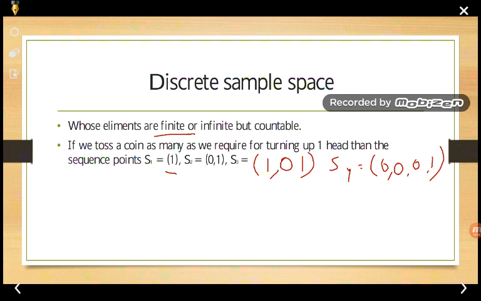But in the second experiment, if we toss it and do not get the head first but get the tail, and later after tossing a second time we get the head, then the sequence will be 0 1. Similarly, if we want 2 heads, the sequence will go this way, or you may get 3 heads, or the head may come on the first toss. So these are discrete sample spaces.